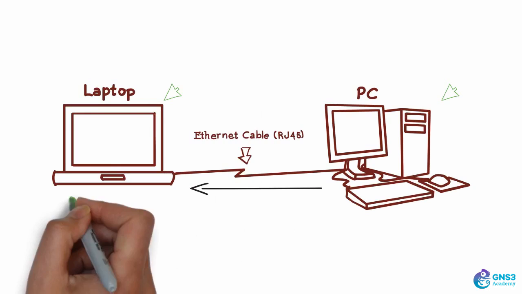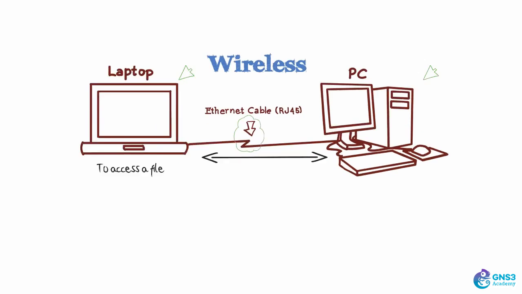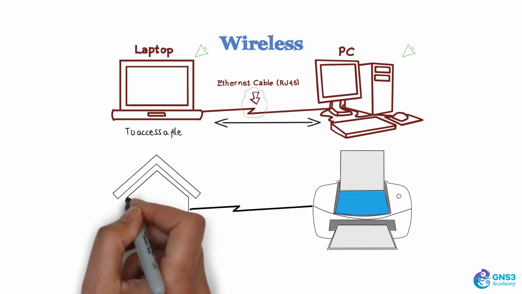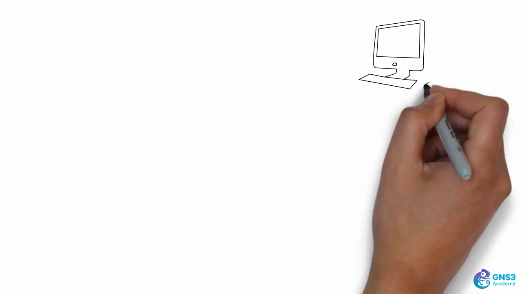So a laptop is able to access a file shared on a PC across a physical cable, or more and more these days using wireless. Another example may be a printer. You may have a printer and want to print to that printer across a wireless network at home or by physically connecting a cable to the printer.